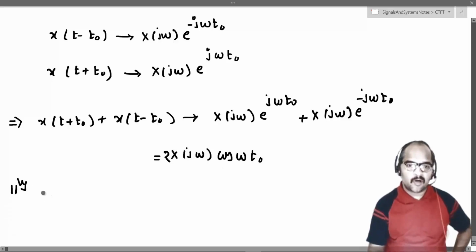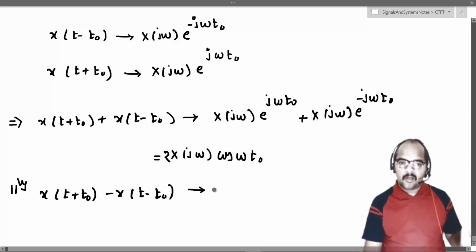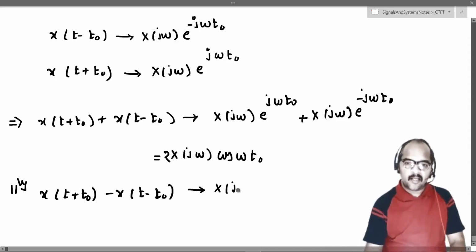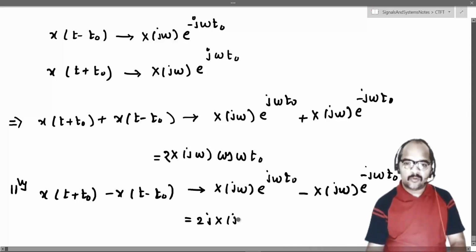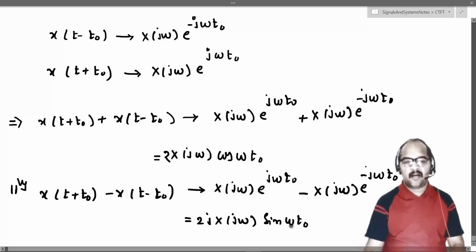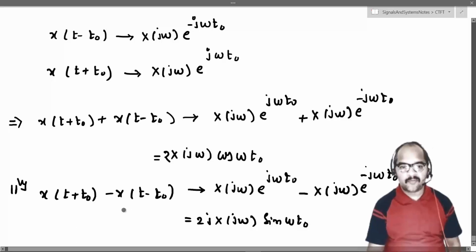Similarly, what will be the Fourier transform of x of t plus t naught minus x of t minus t naught? Again, we will use the linearity property. So what do you get? You get X of j omega multiplied with e power j omega t naught minus X of j omega multiplied with e power minus j omega t naught, and you can simplify this to 2j X of j omega multiplied with sine omega t naught. So that would be the Fourier transform of this signal.